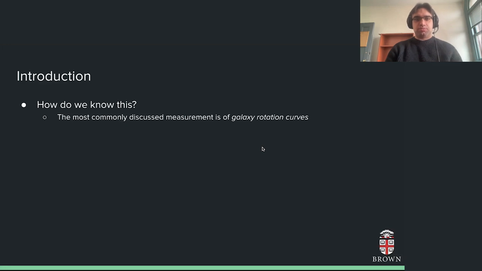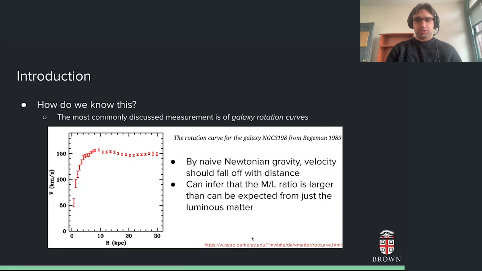One of the most commonly discussed measurements is galaxy rotation curves. I took this very nice image from this website down here. In the figure on the left, the y-axis is the velocity in kilometers per second, and the x-axis is r in kiloparsecs. What does this mean? In galaxies, the velocity as a function of distance from the center, by naive Newtonian gravity, should fall off with distance.